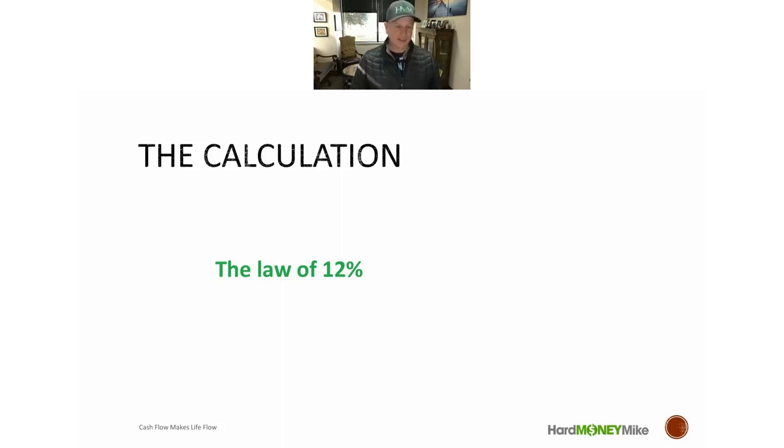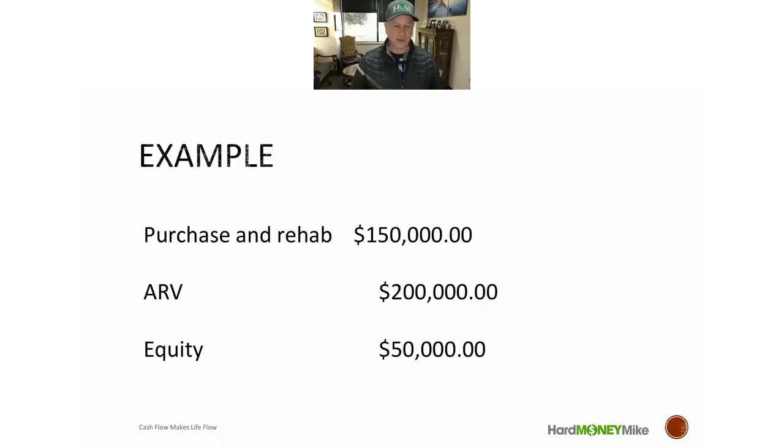The numbers are probably within $1,000, but I call it the rule of 12%. And this is just a quick calculation when you're looking at a flip. So this is for flips, to know exactly or get a good range of what you're going to walk away with after a property is said and done. So if this is one we just looked at, your purchase and rehab is 150. The one we looked at was like 147, 148, and your ARV.